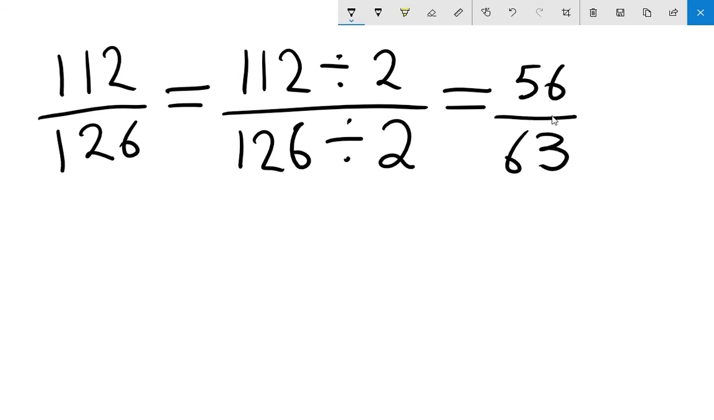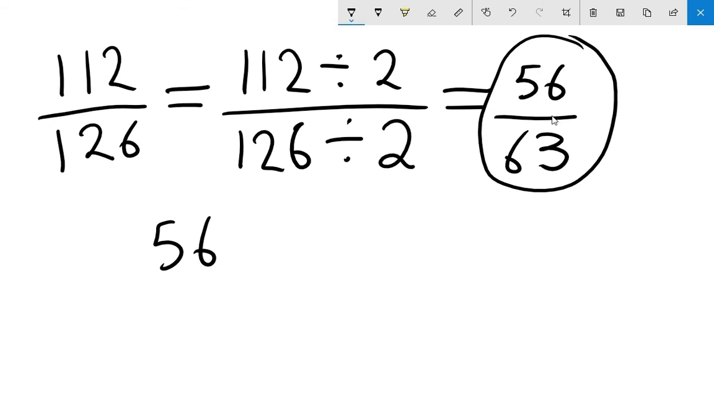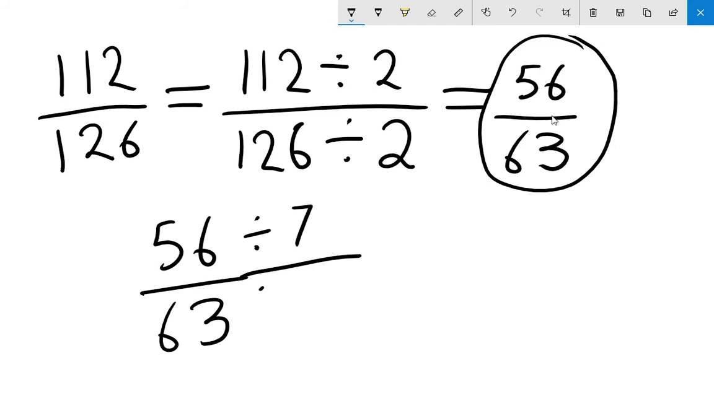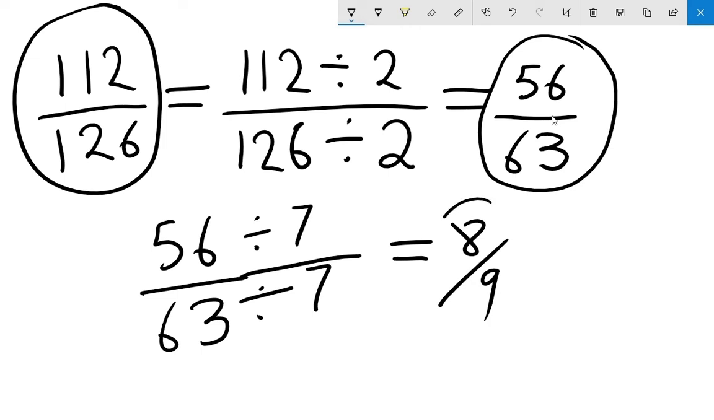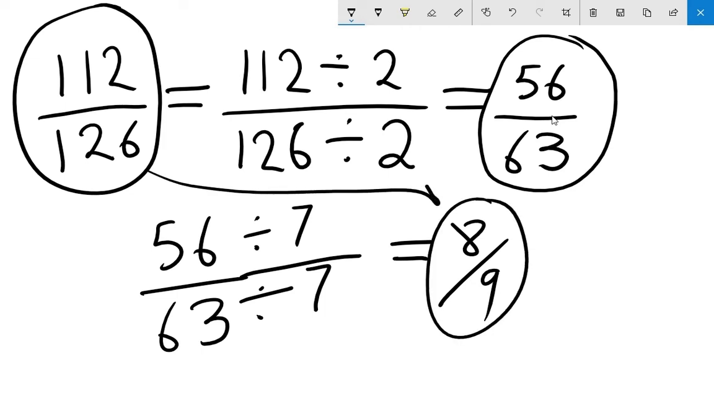But as you can see, this is still a large fraction, so we can further divide 56 and 63 by 7. Which gives us 8 over 9. You see, this is the lowest fraction and this is the simplest form.